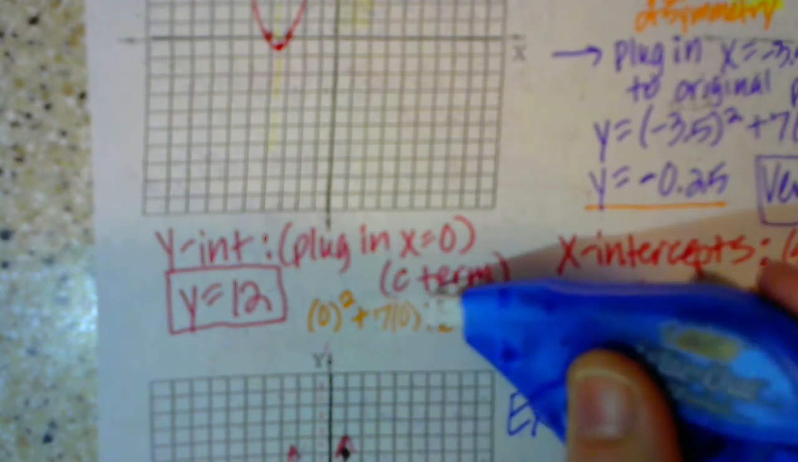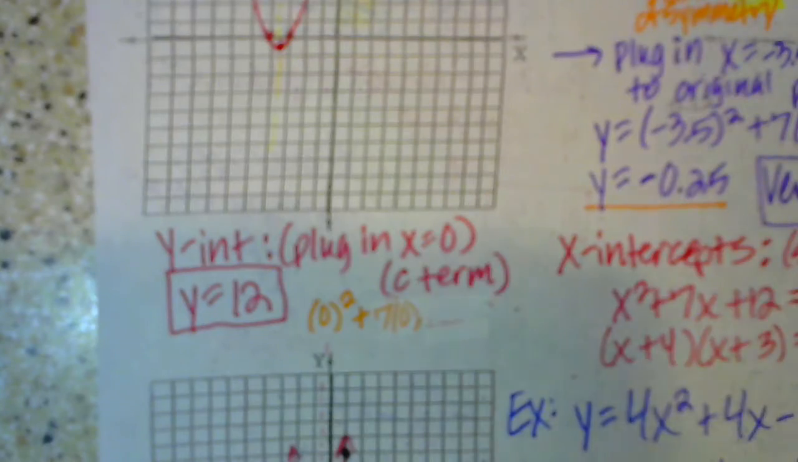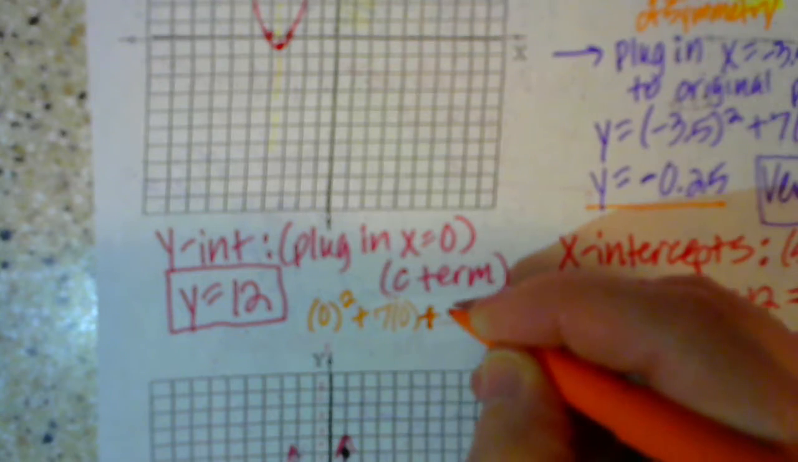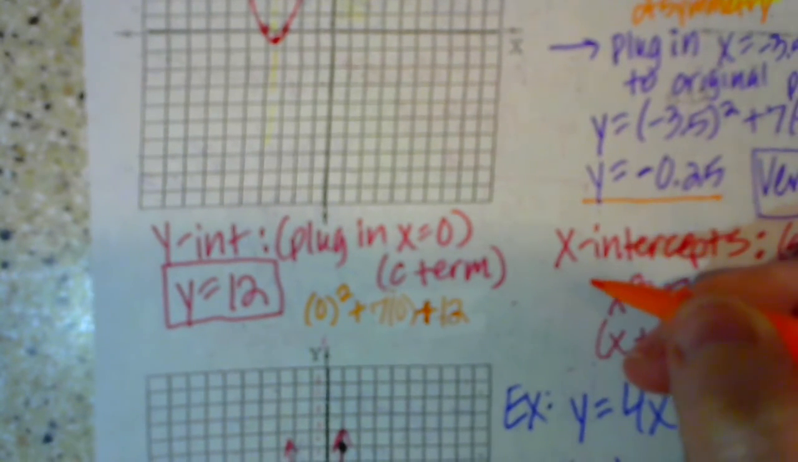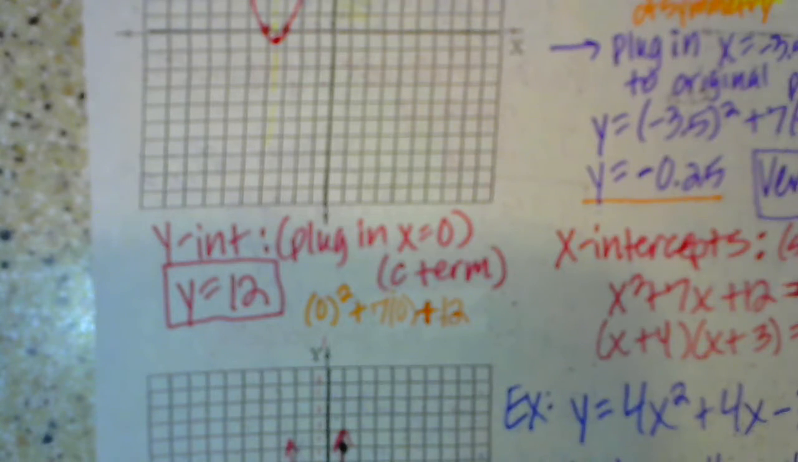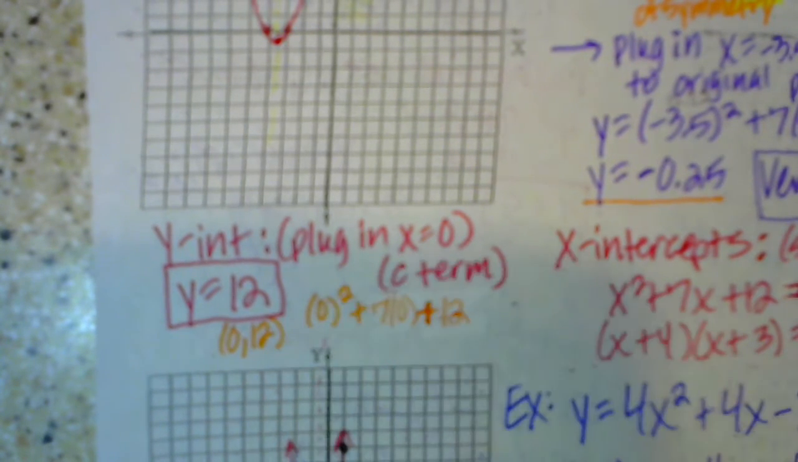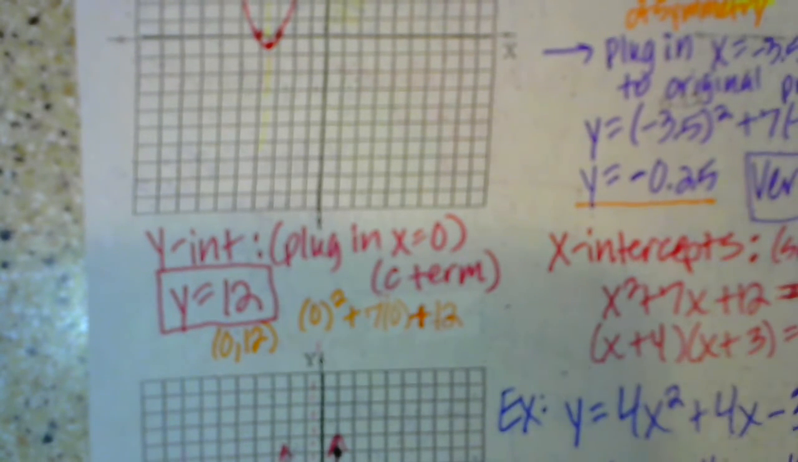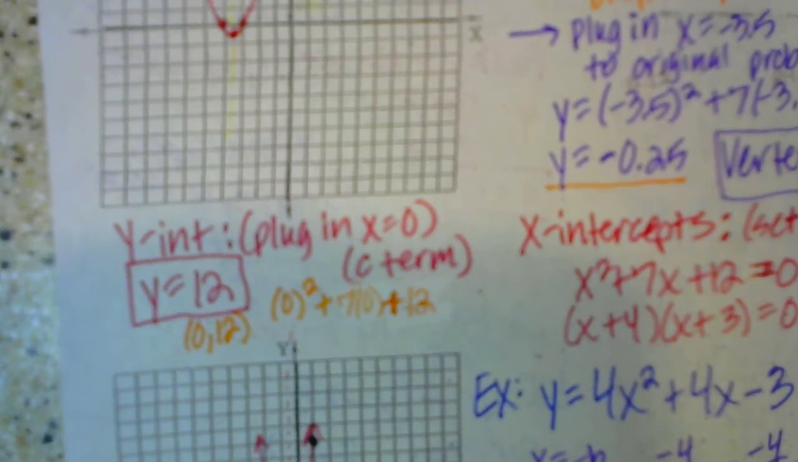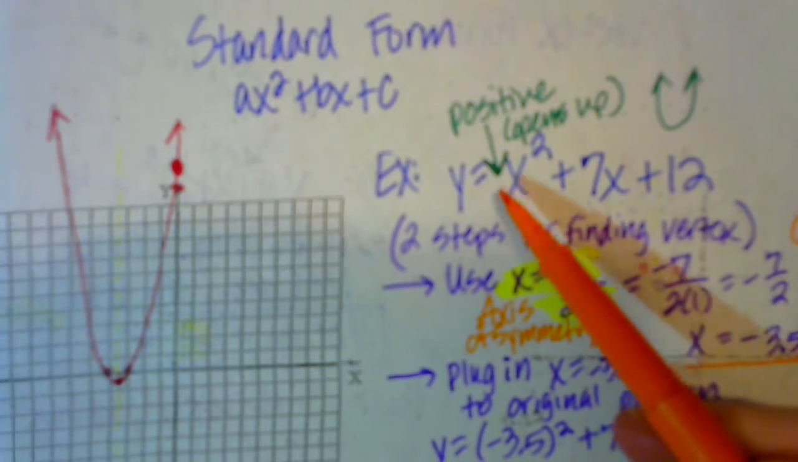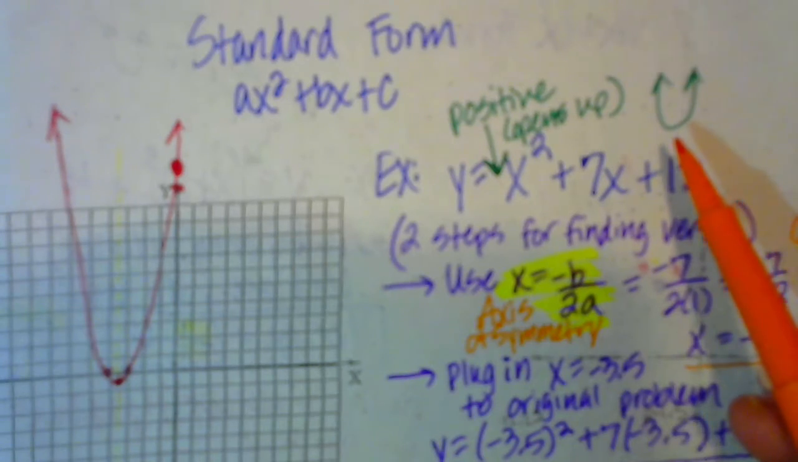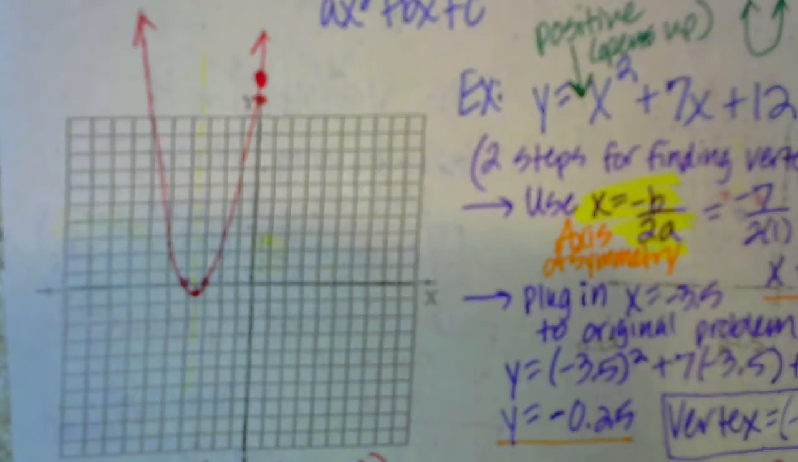So the c term, if x is set to 0, the c term is always going to be your y-intercept if it's in standard form. And this point would be the point 0, 12 on my graph. Okay, so now I have 1, 2, 3, 4 points I can plot on my graph. I know that it opens up because a is positive, the very front of my equation is positive, so I know it's a smile. So I just plot the points that I have.